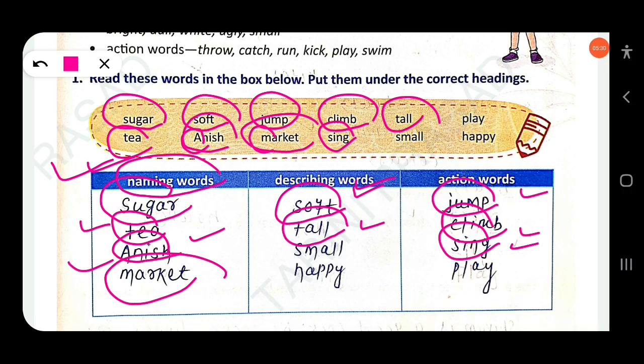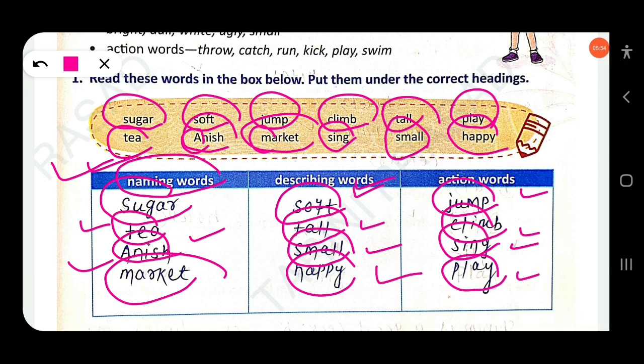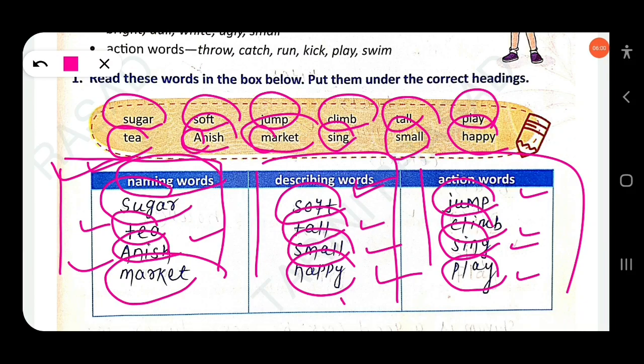Okay, then small. This is a small garden. Small is a describing word. Okay, so you have to write it here. Play, play is an action word, so you have to write it in this column. And happy, adjective, or we call describing words, so you have to write happy here. Okay, four naming words, four describing words, and four action words. Clear?